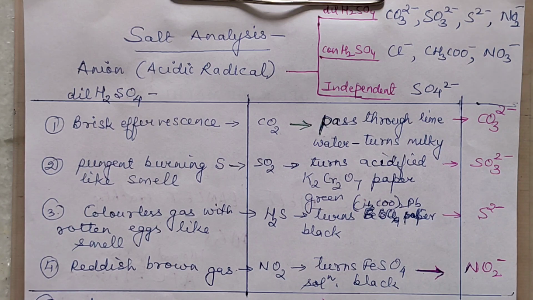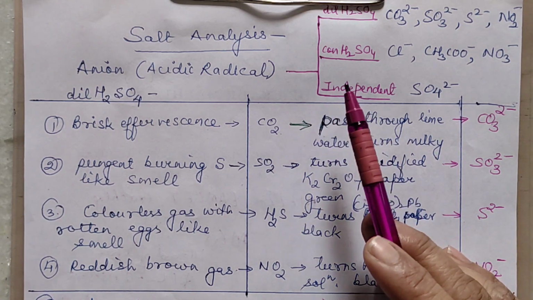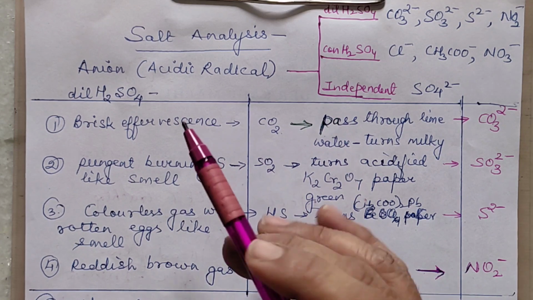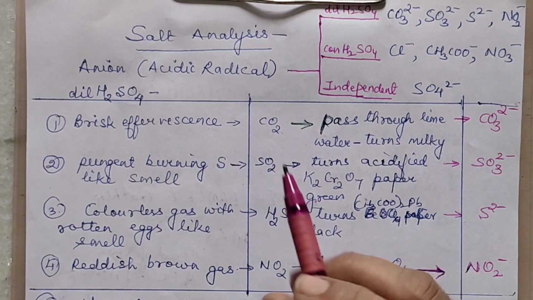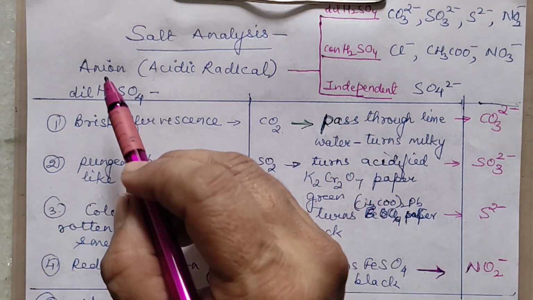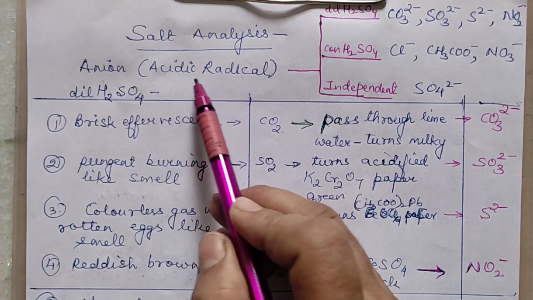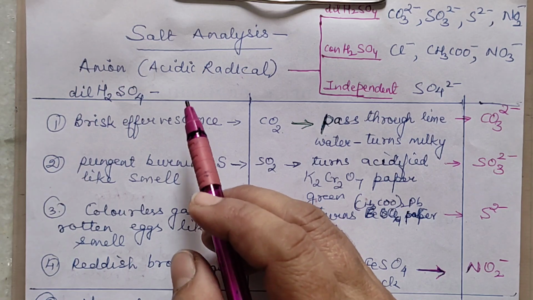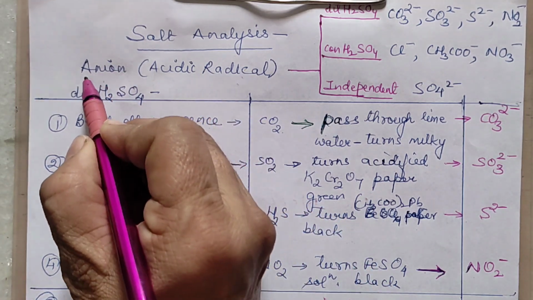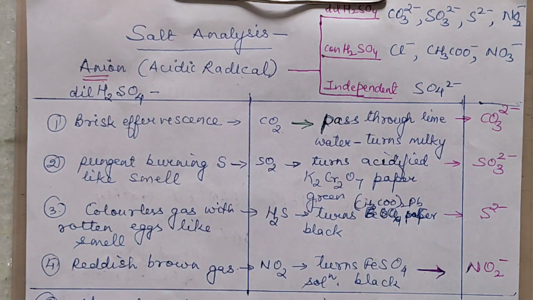Every salt, we know, consists of one anion and one cation. The anion is also called the acidic radical. So whenever a salt is given, you always begin with anion testing. You will always start with anions.